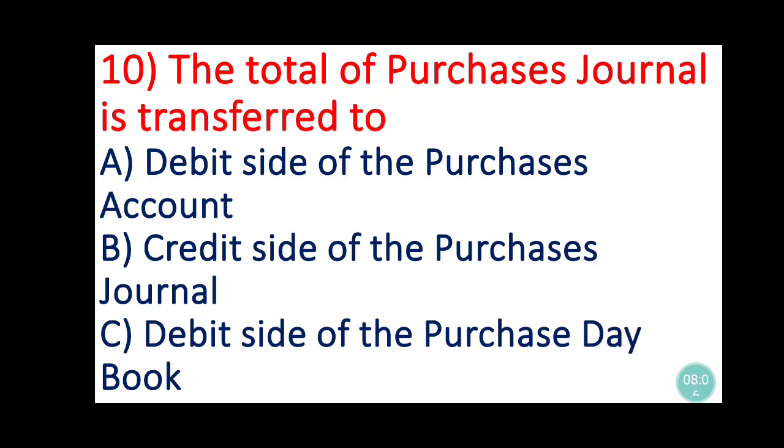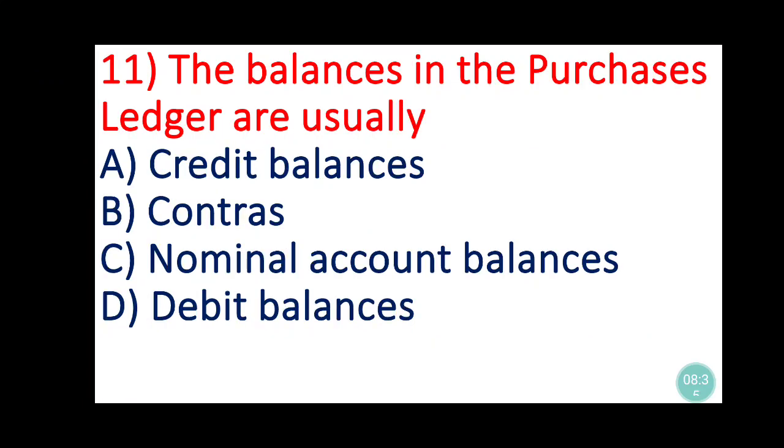So the purchase journal consists of a list of purchase invoices. The total of the purchase journal or purchase day book is transferred to. Just like we saw, the total of the sales journal is transferred to the credit side of the sales account. So the total of the purchase journal is transferred to the debit side of the purchase account.